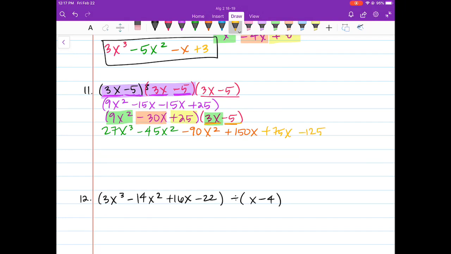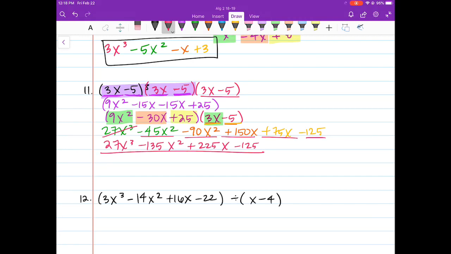And we combine our like terms. So we have 27x cubed, nothing combines with that, minus 45 minus 90, minus 135x squared, 150x plus 75x, 225x, and then minus 125.